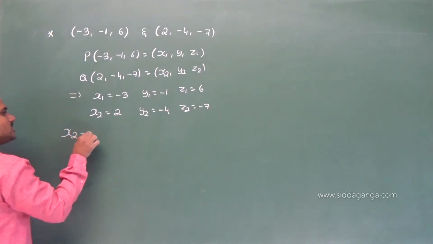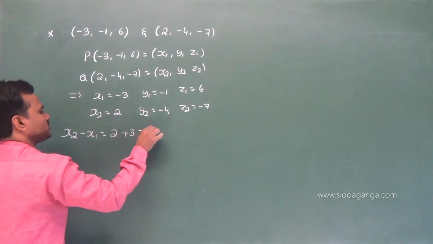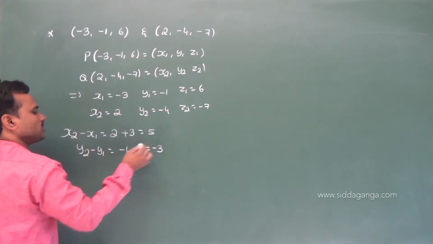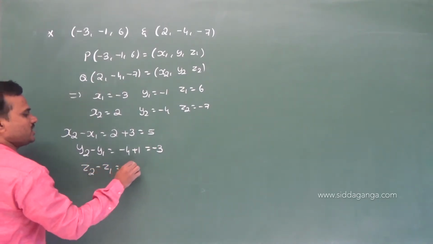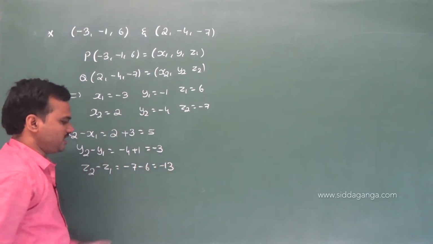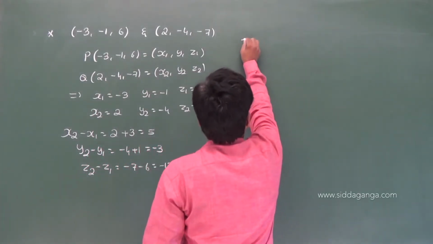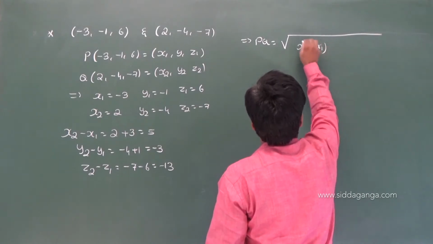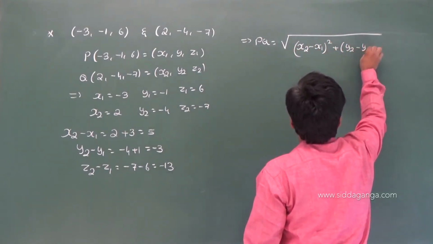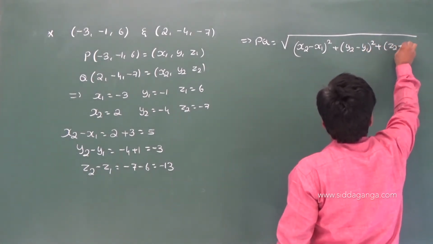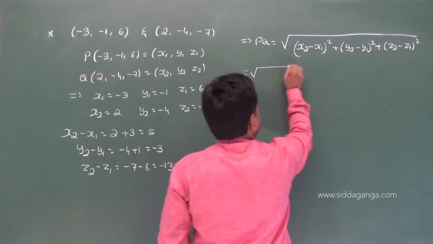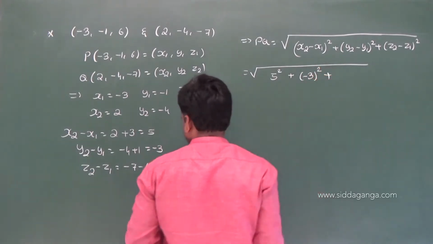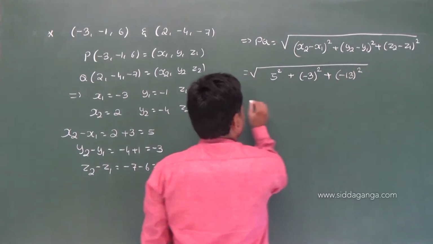Calculate x2 minus x1. 2 minus of minus 3, plus 3, it becomes 5. y2 minus y1. Minus 4 minus of minus 1, plus 1. So minus 4 plus 1 is minus 3. z2 minus z1. Minus 7 minus 6 is how much? Minus 13. So we know the formula. The distance between 2 points is given by x2 minus x1 whole square plus y2 minus y1 whole square plus z2 minus z1 whole square. Correct? Substitute all those values. Square root of 5 square plus minus 3 whole square plus minus 13 whole square. Calculate.